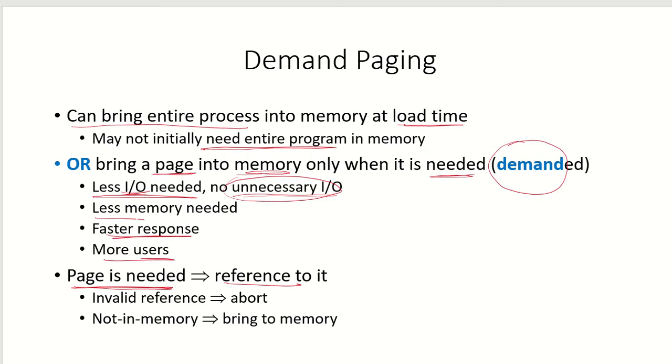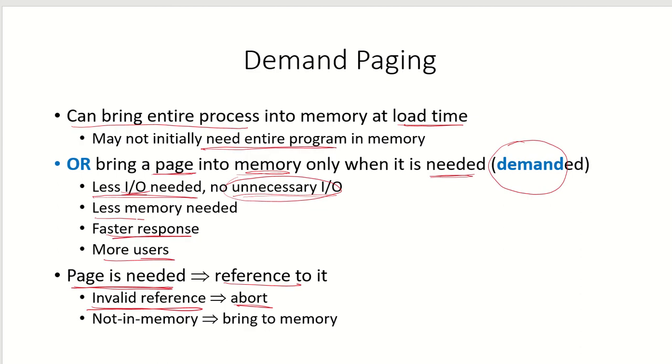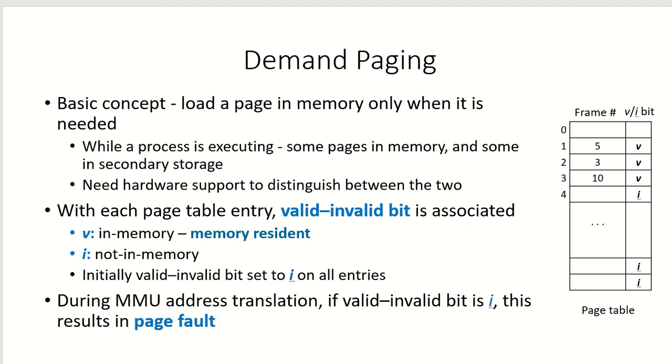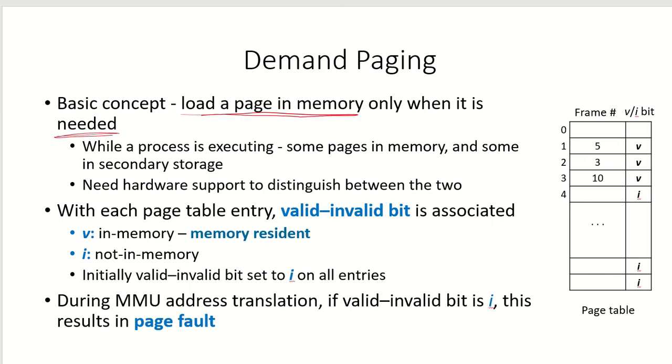So this reference needs to be checked. If it is an invalid reference, the process is aborted or terminated. But if the page that is required is not currently brought into the memory from the swap space or the secondary storage, then the basic concept of demand paging is to load a page into the memory only when it is needed.